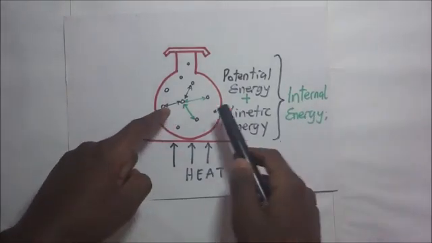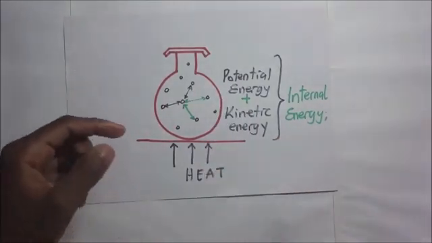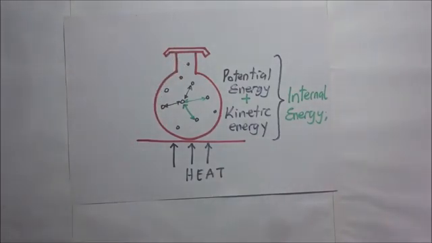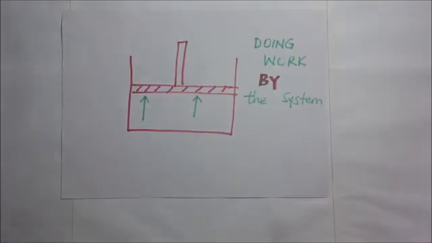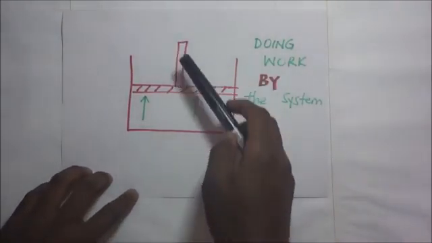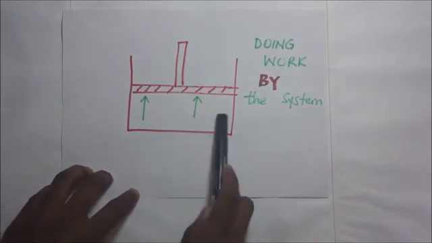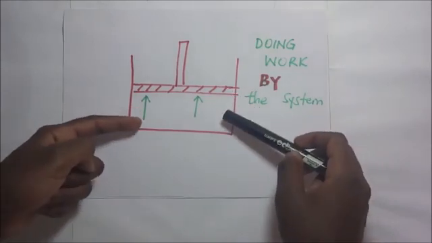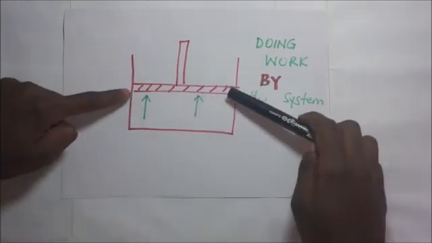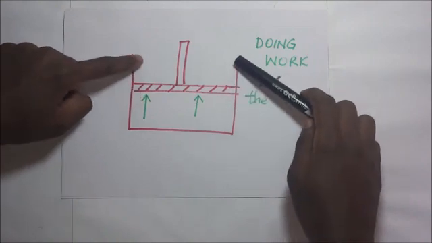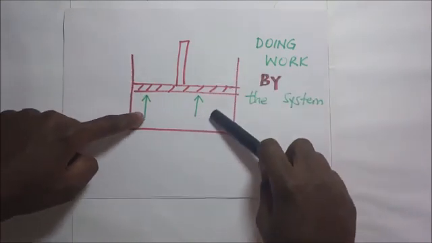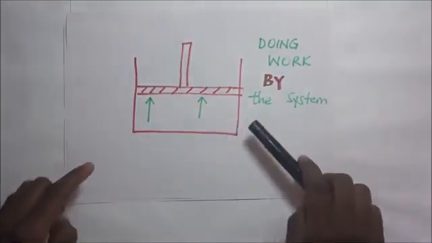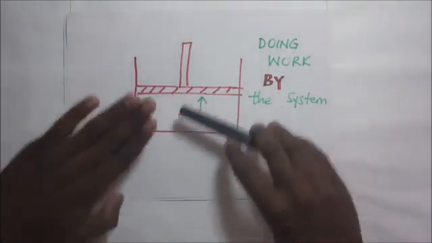Now, after this internal energy has changed, either work will be done on the system or work will be done by the system. What do I mean by those two statements? If I use this container with this kind of piston, if I provide heat here, for example, and there's some change in internal energy, let's say this gas expands. If this gas expands and pushes this piston upwards, it means that it is the system that is doing work on the surrounding. It is pushing back the surrounding. So that is what I mean by the system doing work on the surrounding.